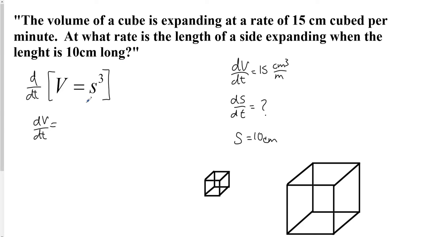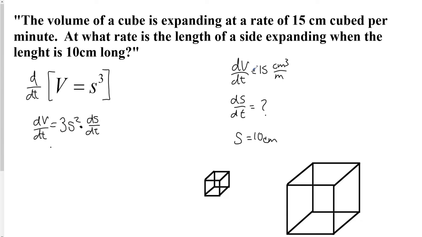So we've got a composition of functions, the cubing function and the S function. It's going to use the general power rule: 3S squared, and now the placeholder for S is dS over dt, the derivative of S. So we've done an implicit differentiation and used the chain rule on S.